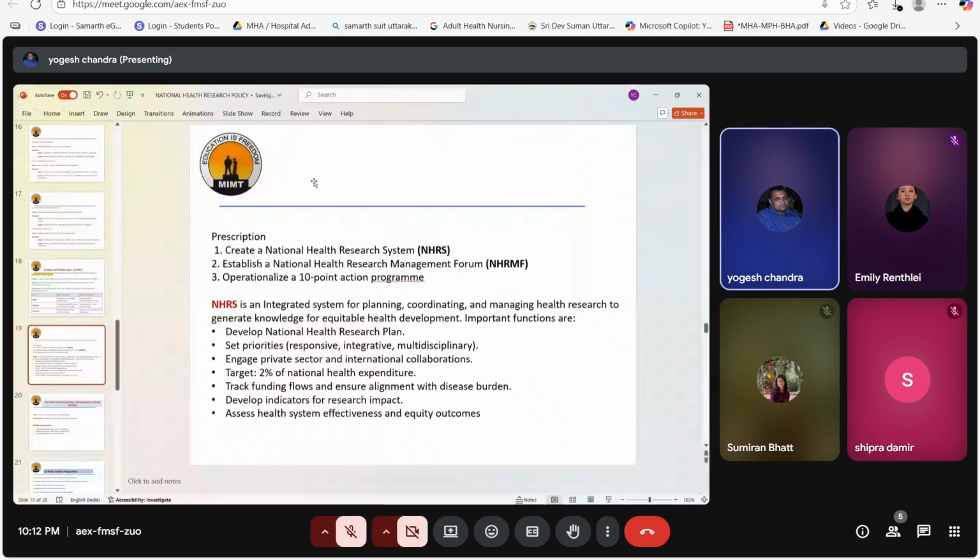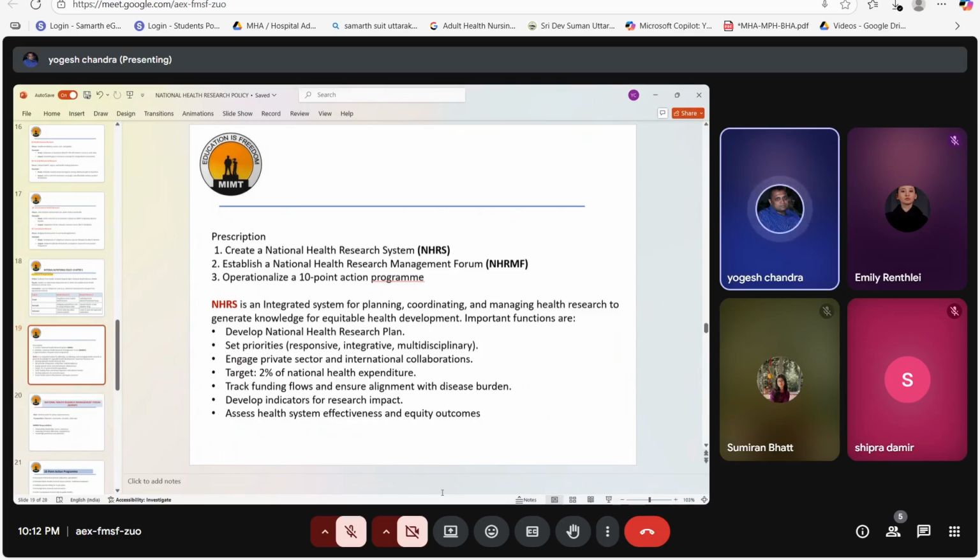And under this national health policy, okay, ignore this, this is just an old template. Under this policy, three things have been created. One is the NHRS, the National Health Research System. Second, a forum, and third is the operationalized 10-point action program. These three are the things I am telling you today, all based on lots of things from that document.